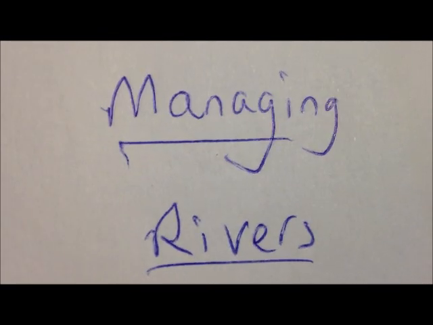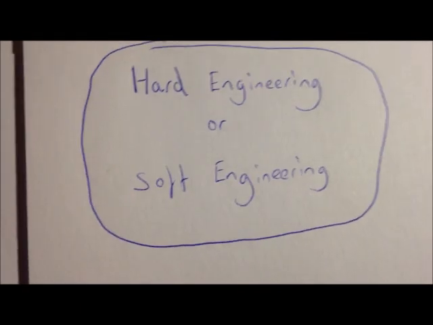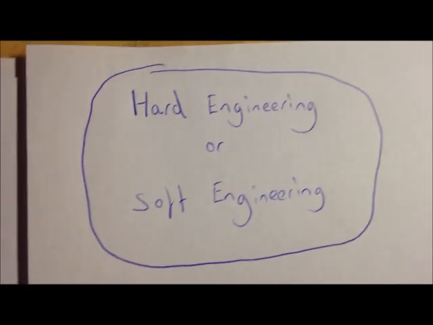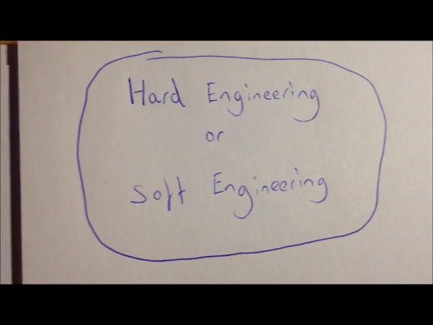This is an educational video on managing rivers. There are two main ways in which we can manage rivers and reduce the effects of flooding. These two ways mainly come under hard engineering and soft engineering.